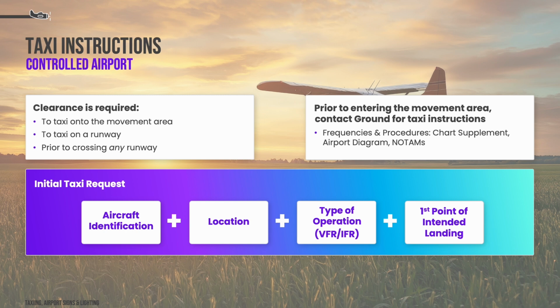So in a controlled airport, clearance is required to taxi onto a movement area, to taxi onto a runway, and prior to crossing any runway. Okay, prior to entering the movement area, contact ground for taxi instructions. Make sure you know the frequencies and procedures. You can find them in the chart supplement, and then the airport diagram and NOTAMs. You should be aware of all of that stuff. So the initial taxi request is going to be the aircraft identification, the location, the type of operation, and the first point of intended landing. All right.